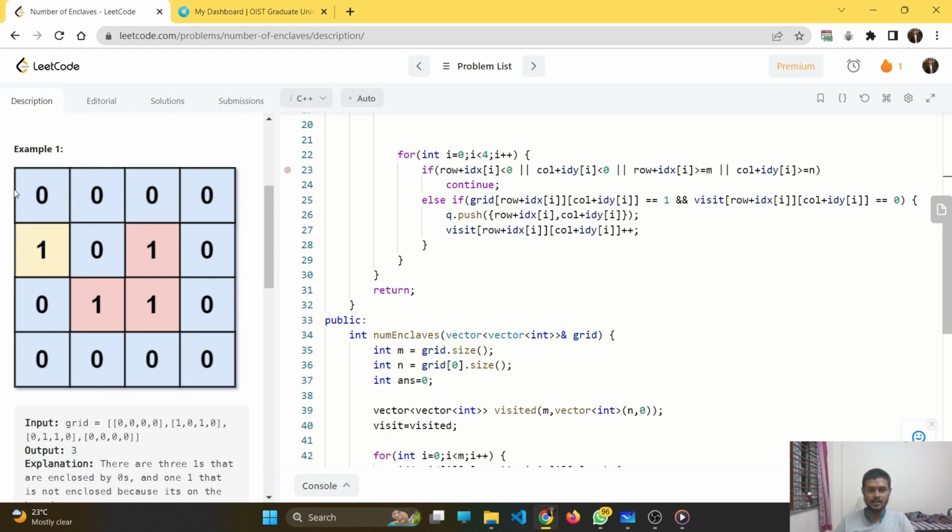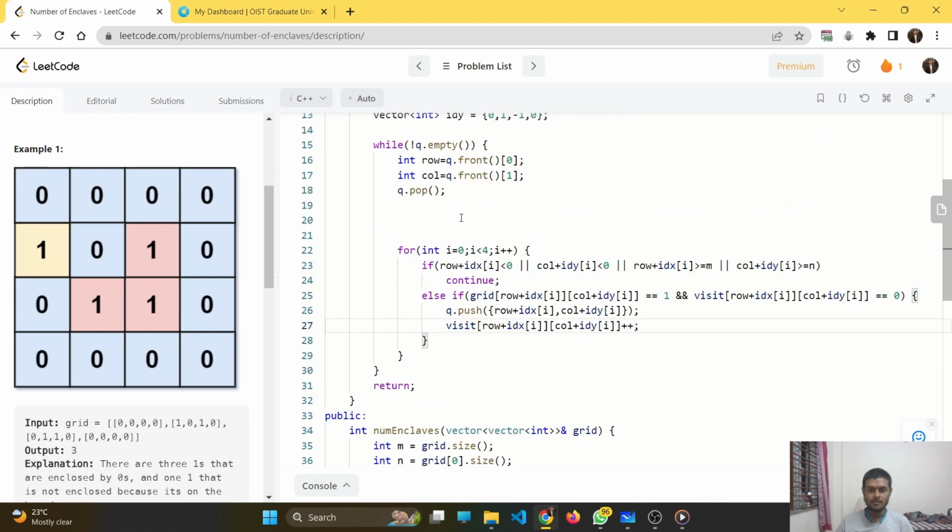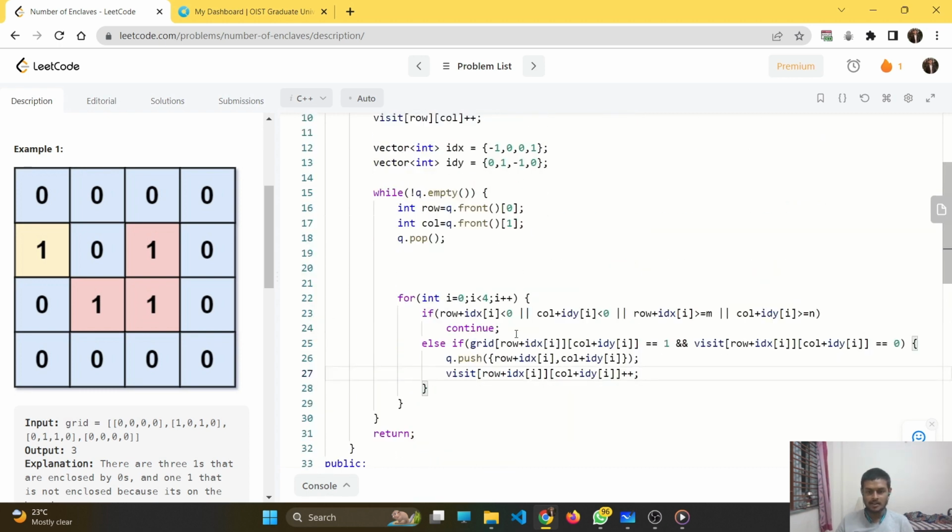So we have first created the base case: if the row is less than 0, so that it is not out of range, -1, we will ignore that. Or if the column is less than 0, or if the row is greater than m, or the column is greater than n, in that case we would ignore that. Else, if the grid element is equal to 1, that means it is a land cell, and it is not visited, that is equal to 0, we would push the coordinates of that element, that is row plus idxi and column plus idxj, and we will make that visited. So again, we would be checking for that element similarly.